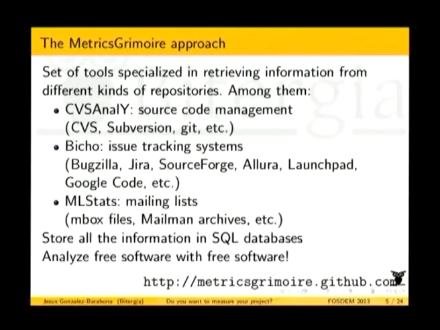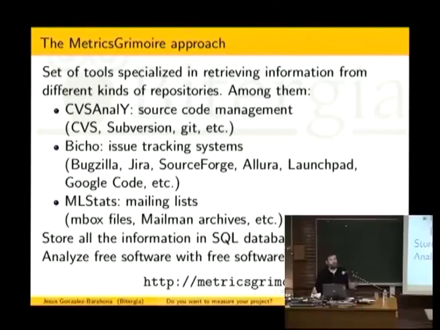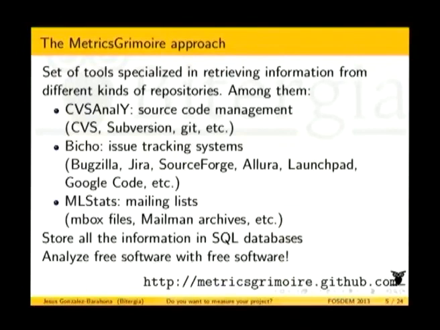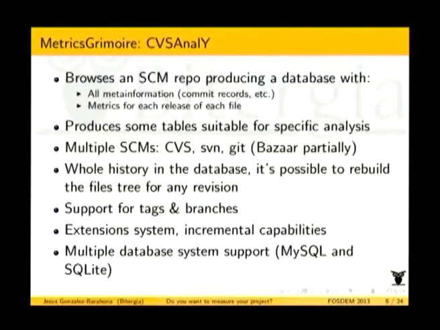So Metrics Grimoire, remember, downloads information from repositories and puts it into a database, and it is mainly three tools. CVS Analy, which is dealing with source code management systems. Right now it can work with CVS, Subversion, Git. There is limited support for Bazaar. Bicho, which is working with the main issue tracking systems, and MLStats, which is working with mailing lists, either in mbox format if they are local, or Mailman archives if they are remote. Basically, we put all of that into a MySQL database, and we analyze the data with free software. You have the URL down there if you want to check out the code.